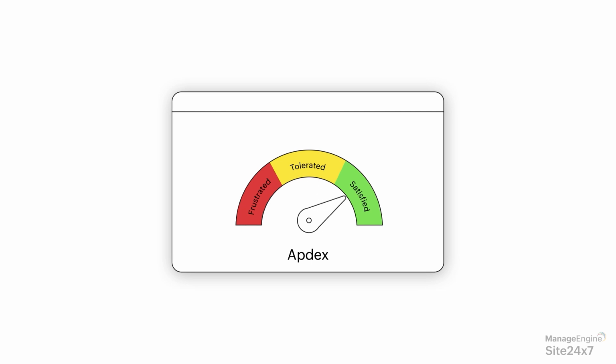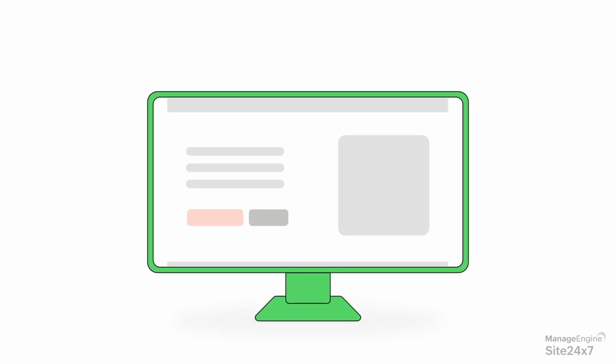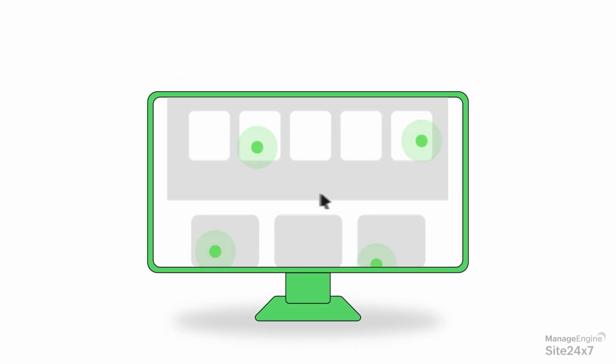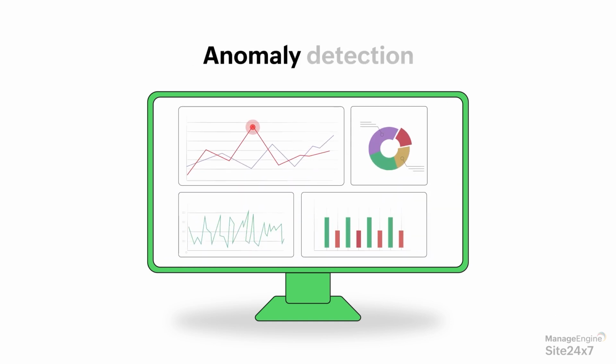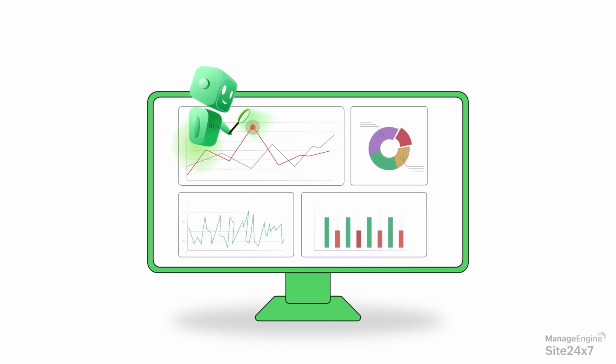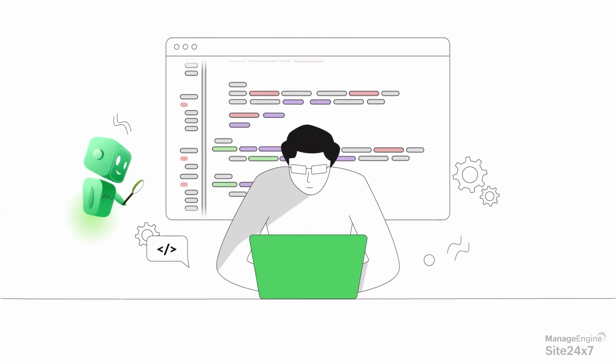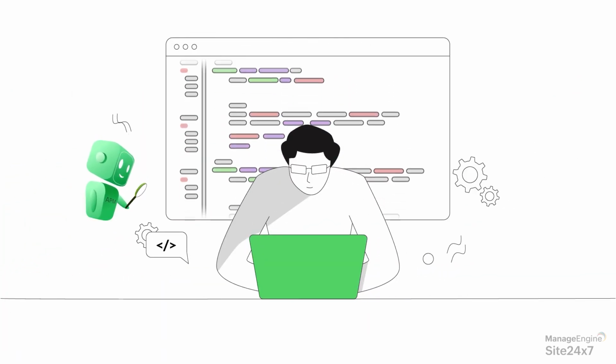Many tools also include the Apdex score, which gives a quick snapshot of user satisfaction based on response time thresholds. More advanced APMs offer features like real user monitoring, anomaly detection, and alerting systems that help teams catch and respond to performance issues as they happen.